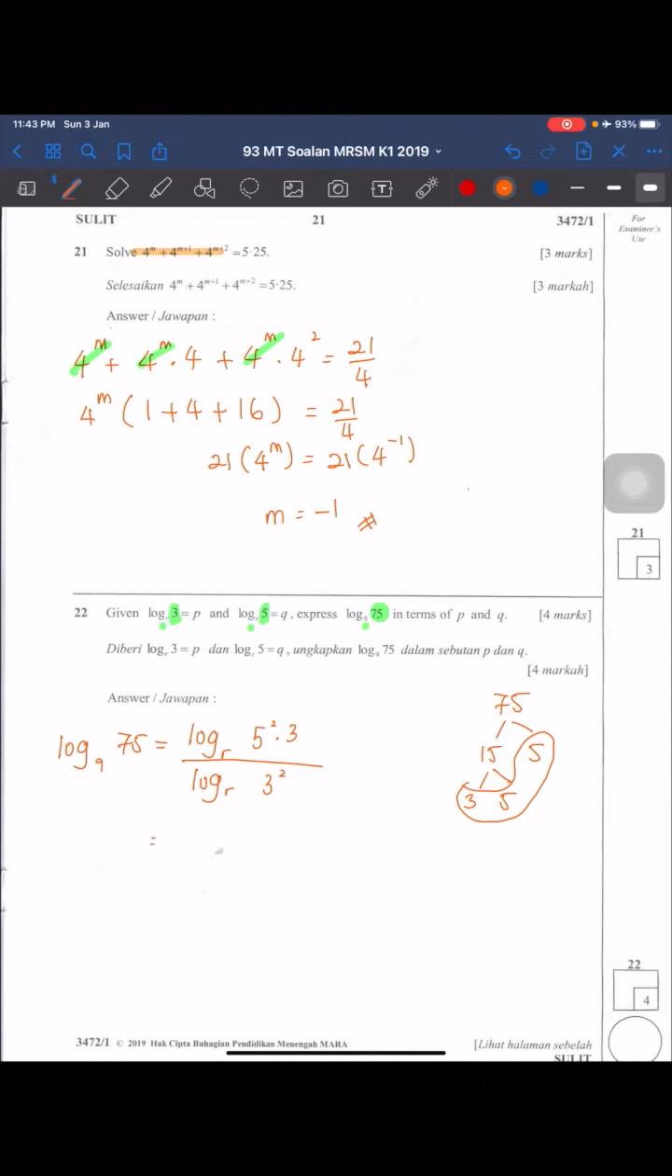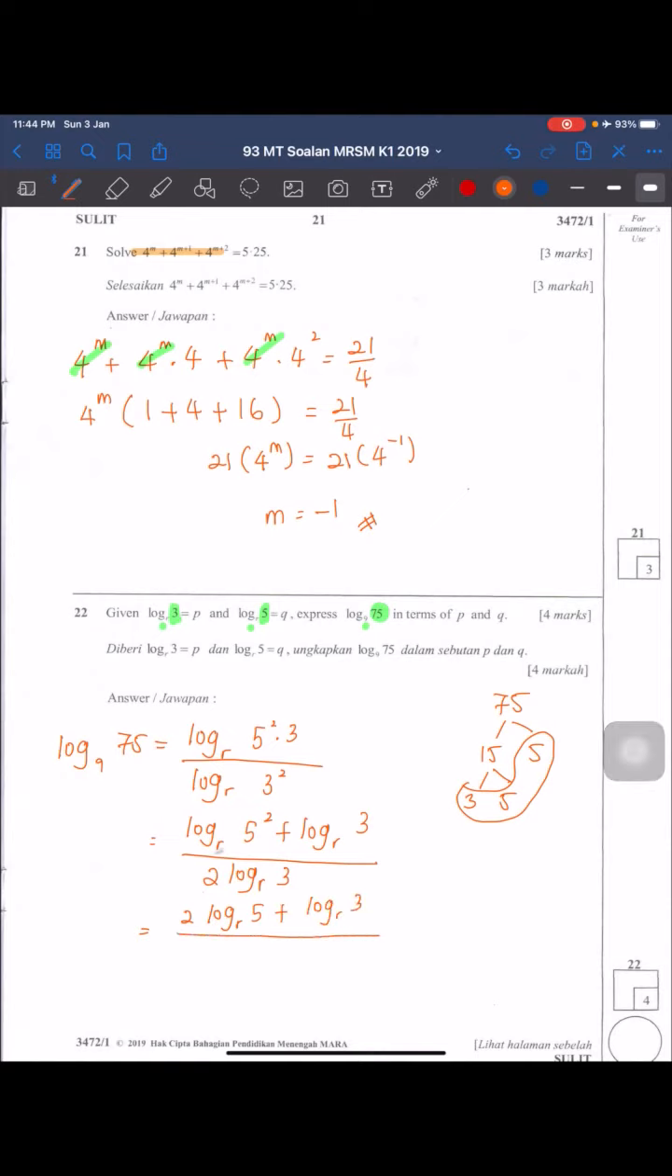Okay. So darab. So bila pecahkan jadi tambah. So log base R 5 square plus log base R3 over, okay, power saya boleh pindah ke depan. So dia akan jadi 2 log R3. So yang ni pun saya boleh pindah ke depan. So 2 log R5 plus log R3 over 2 log R3.